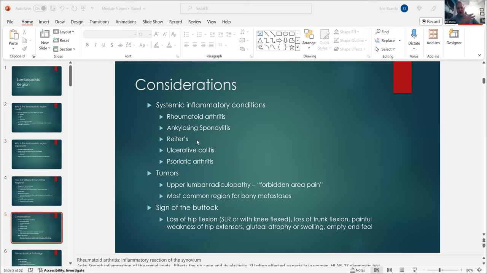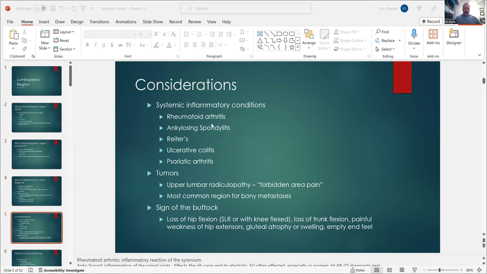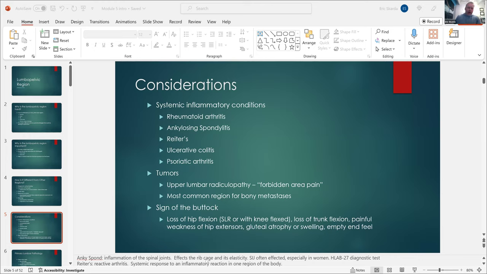Psoriatic arthritis is something that I haven't seen a ton of, at least not actively as a diagnosis that we've had to treat. But essentially, it's plaque buildup within the joints, and it irritates the same joints the same way as most of the other inflammatory conditions do. The top four there will all have some sort of reaction elsewhere in the body outside of the joints.